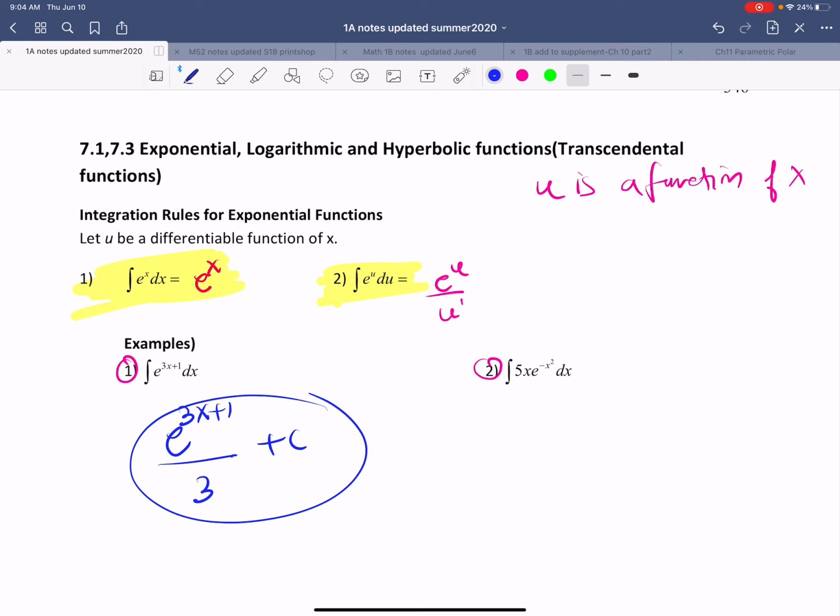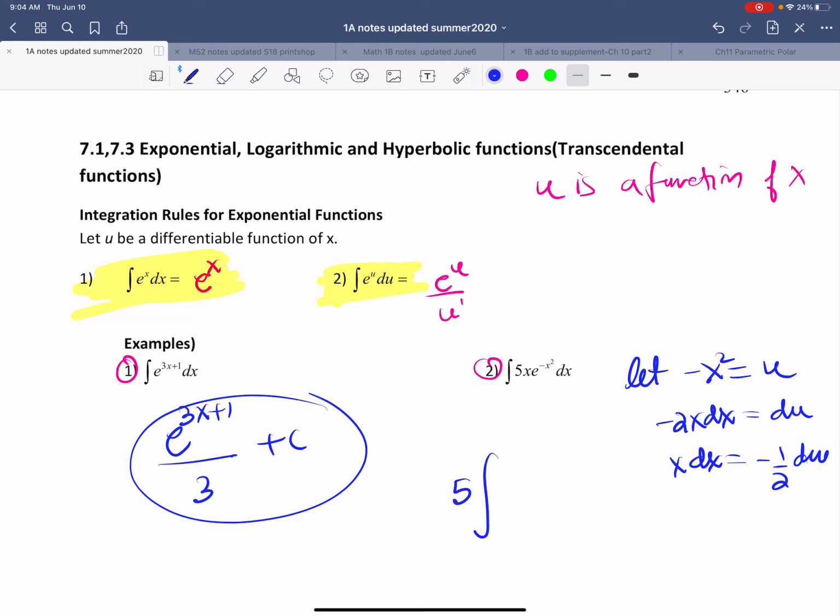Okay, next example looks like it's 5x e to the power negative x squared. In this case, there's no product rule for integration. So we can let negative x squared be u, negative 2x dx be du, and I can say x dx be negative 1/2 du. So when we are ready to convert, I can pull the 5 out. I can pull the 1/2 out.